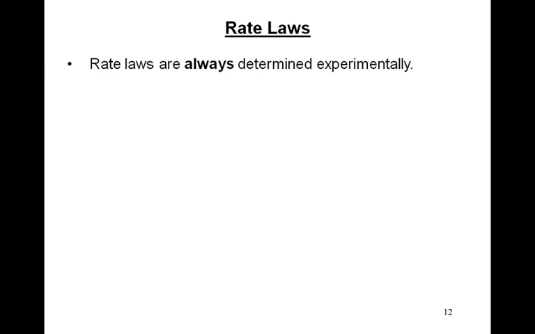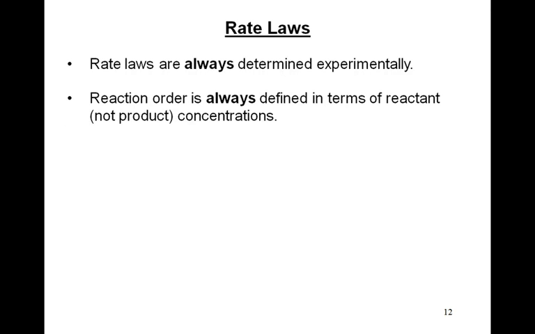Let's look at another problem. Before we do that, let's talk about a couple of things. First of all, rate laws are always determined experimentally. You can never determine the values of x and y by looking at the equation. Reaction order is always defined in terms of reactant, not product concentrations. So we always define the rate in terms of the rate constant K times the concentration of the reactants.